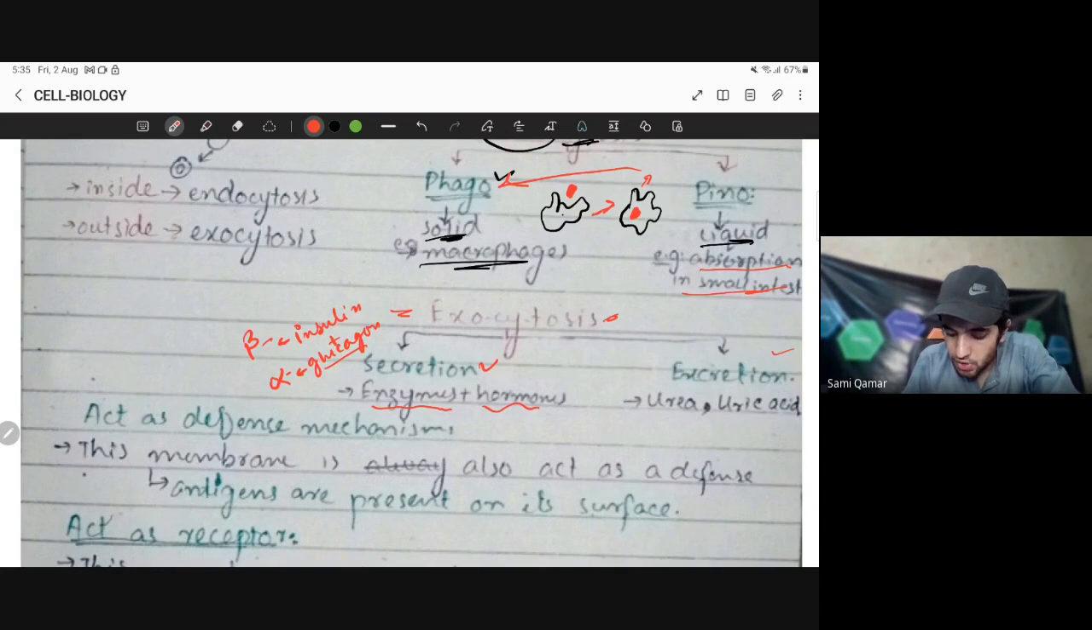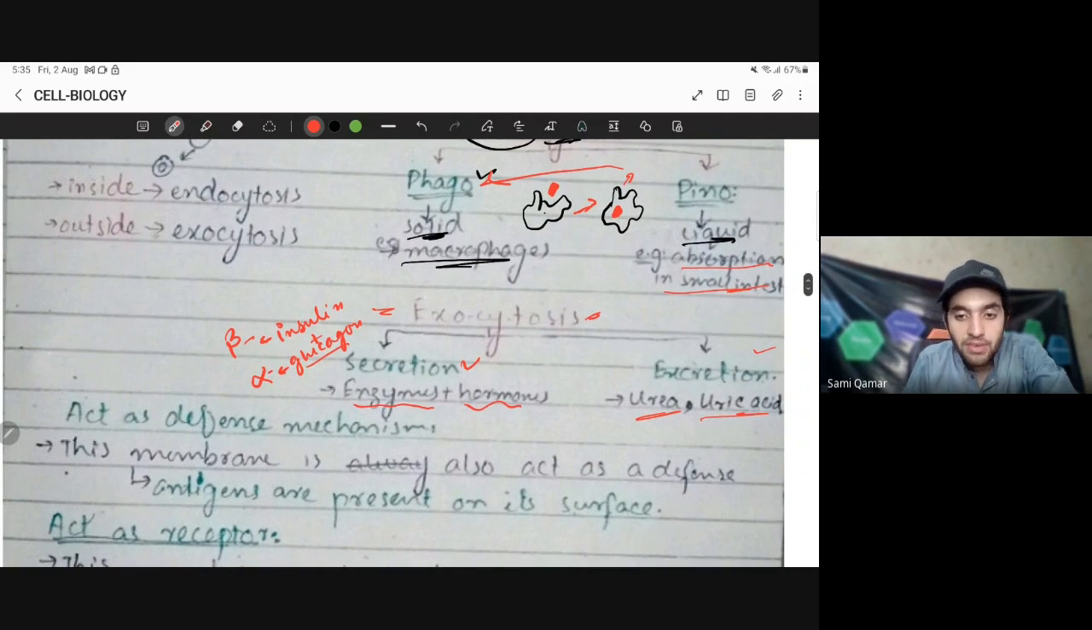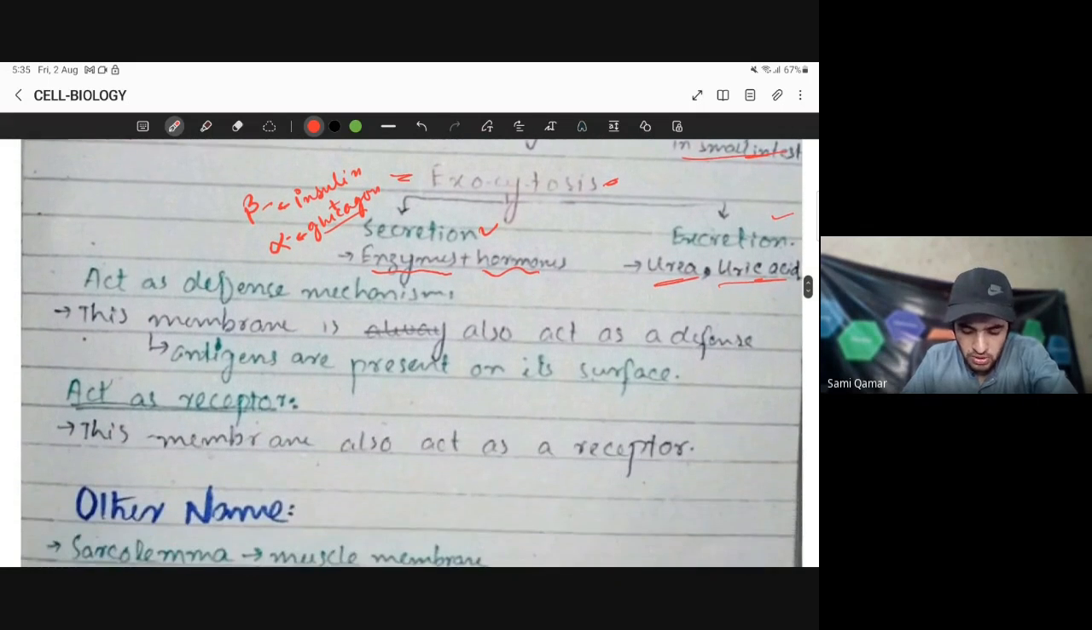And in excretion, urea is being secreted, uric acid is being secreted. This is known as excretion, secreted out of the body in the kidneys. You will study about it in homeostasis.